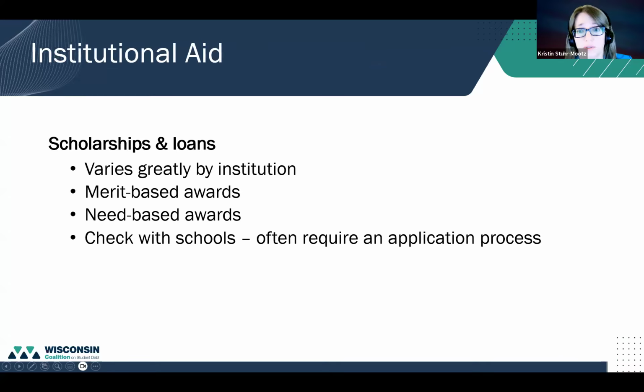Another source is to check with the school to which you're applying for any institutional aid they may offer. It is often made up of scholarships or loans. Institutional aid varies greatly by institution, so it's best to check with each admissions or financial aid office. There are different types of awards schools may offer, such as merit awards or financial need-based awards. So you want to check directly with the school for their offerings and if there is an application process for these funds.